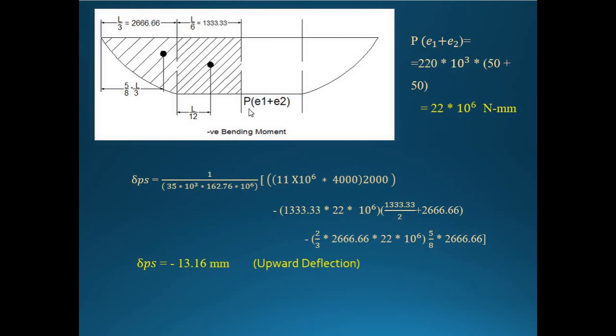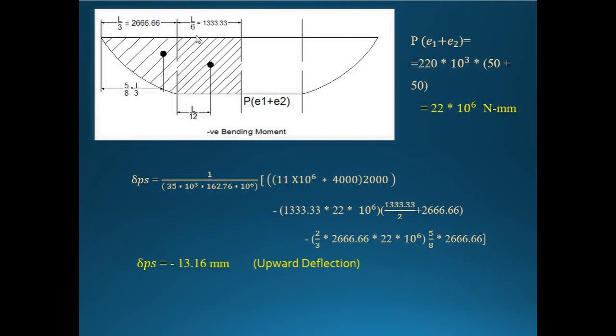We are taking half of that, so it will be L by 6 equal to 1333.33, which is the B value. B into D is P into (E1 plus E2). I have substituted B into D for a rectangle into the centroidal distance. The centroidal distance is, first of all, half of this length. What is the length? It is L by 6.